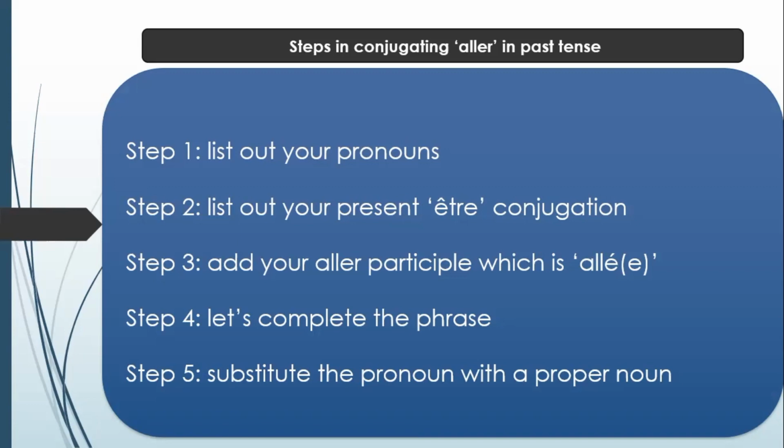And the third is that you add your aller participle, which is allé. You just have to remove the r, then add an accent aigu on your e. That is the acute accent that you can see on the e. You add it to it, you throw away your r. Then there's another e in the bracket.